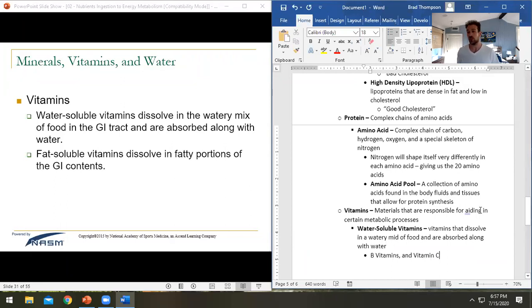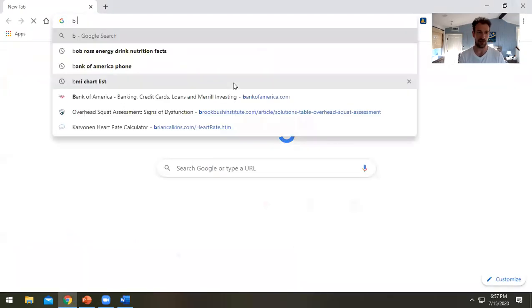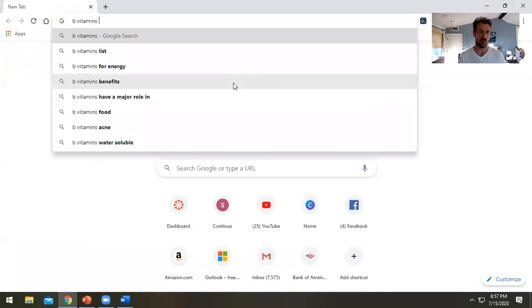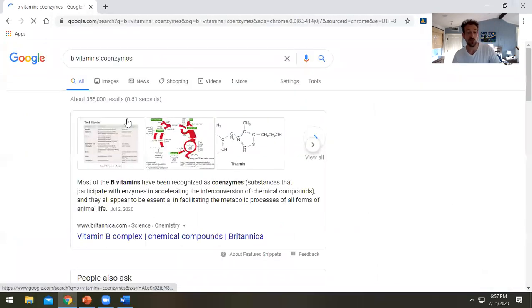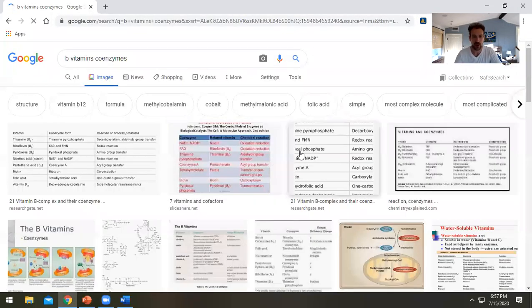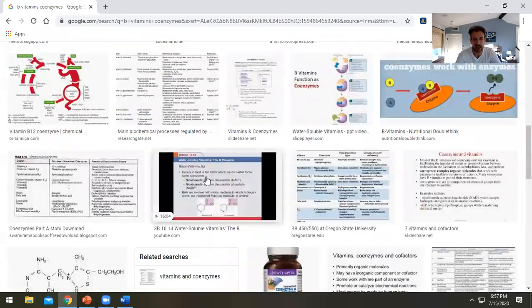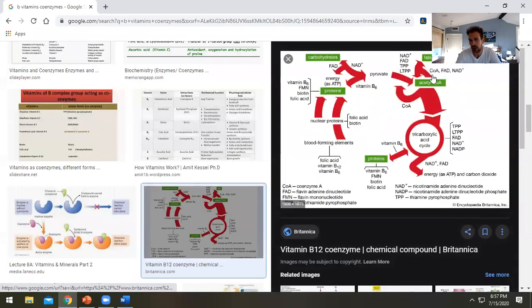So those are in charge. Remember, B vitamins are the ones that act as coenzymes. If you look at the Krebs cycle, B vitamins are actually assisting in that entire process.